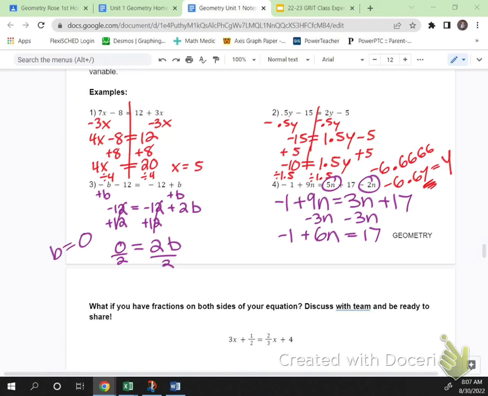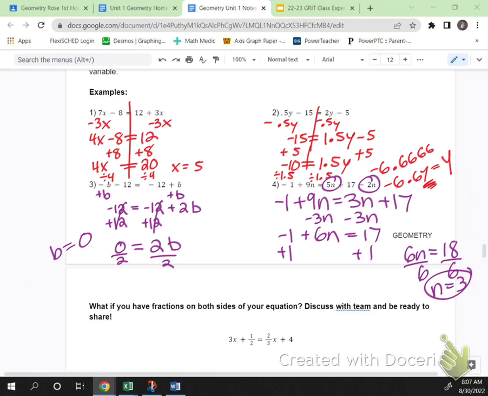We good with that? I'm going to add 1 to both sides. 6n equals 18. Divide both sides by 6. n equals 3. Give me a thumbs up if you got n equals 3. Got all our work shown.